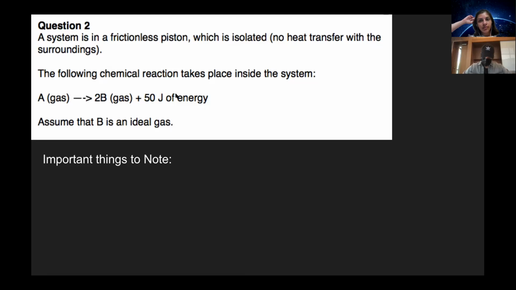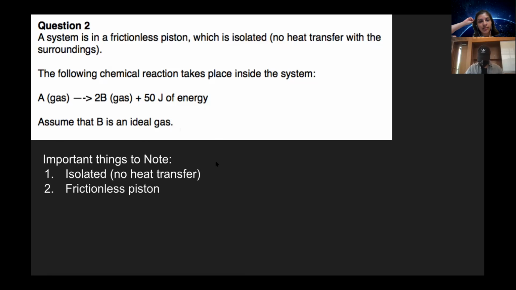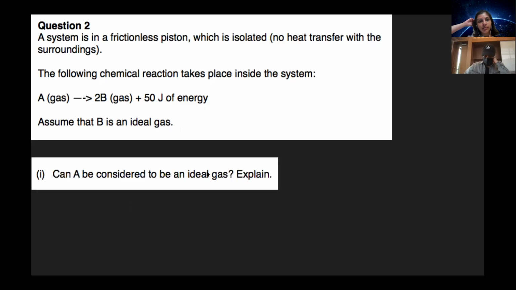Starting off with the important things to note about this question, the most important is that it's isolated, so there's going to be no heat transfer. This will be important for the questions asked. Also, it's a frictionless piston. And B is an ideal gas, so ideal gas rules will apply to it, which will be useful for solving later questions. So the first question is just asking if A can be considered an ideal gas.